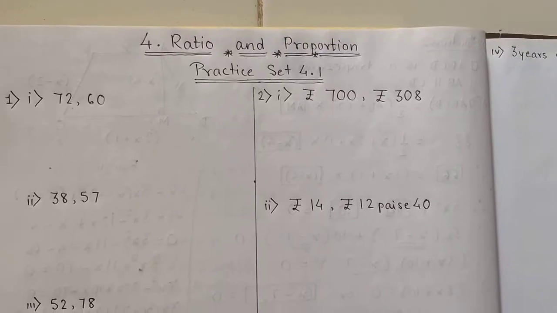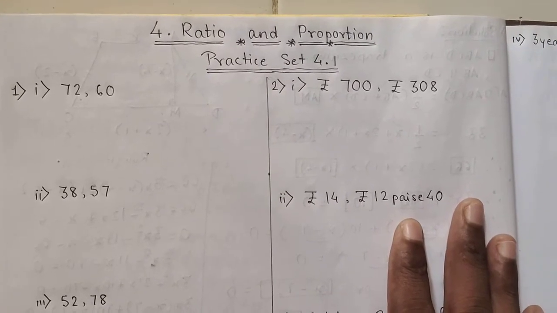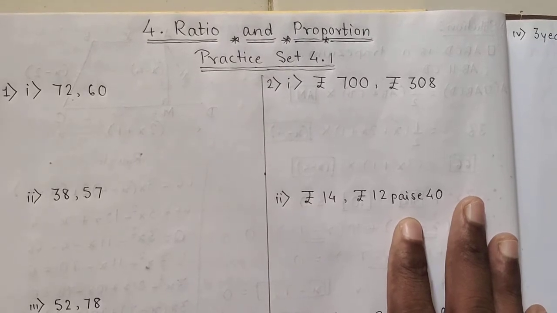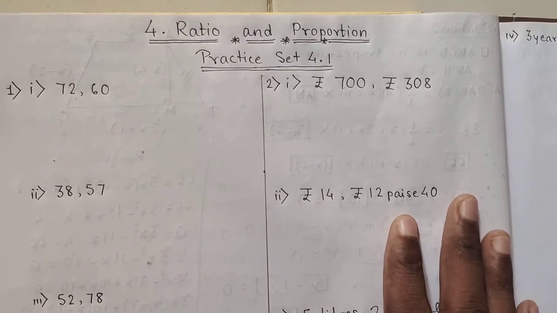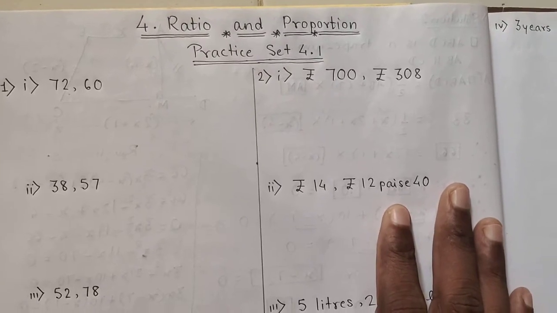Now today I am going to start lesson number 4, ratio and proportion. Students, maintain proper notes. Now let us start lesson number 4. Okay, let us start our fourth lesson, that is ratio and proportion. Students, already you have learned in the previous class the meaning of ratio.